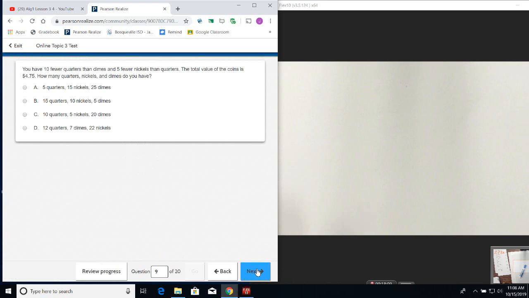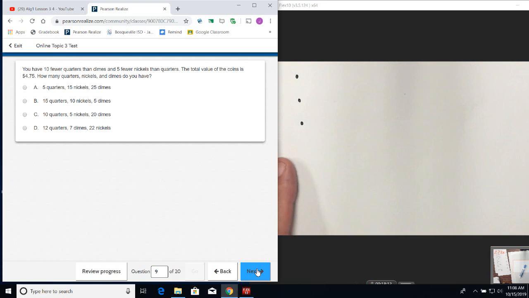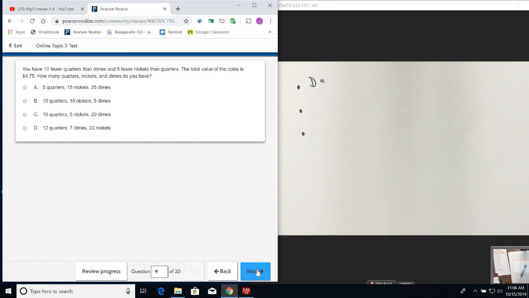Okay, so we've got 3 different equations, right? Because we have to find 3 different values. We have quarters, nickels, and dimes. So the first sentence says you have 10 fewer quarters than dimes. So what do I know about the number of dimes? They're more. So the number of dimes, which is D, would be equal to, well, it says it's 10 fewer quarters than dimes. Okay? And 5 fewer nickels than quarters.